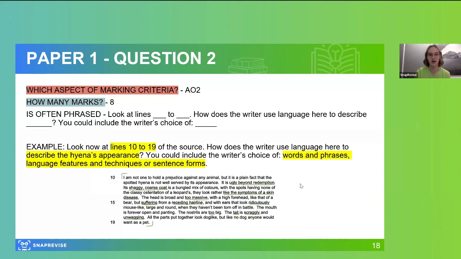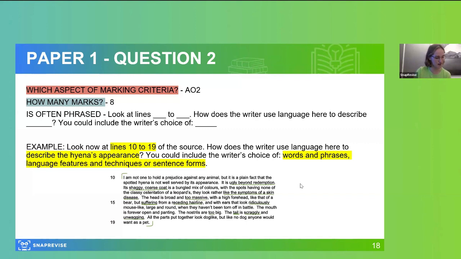Ugly beyond redemption, I would say that that is a hyperbole. It's kind of an overdramatic technique. Hyperbole is making something overly dramatic, overly emphasizing it. You really get the point across by saying that it's ugly beyond redemption.